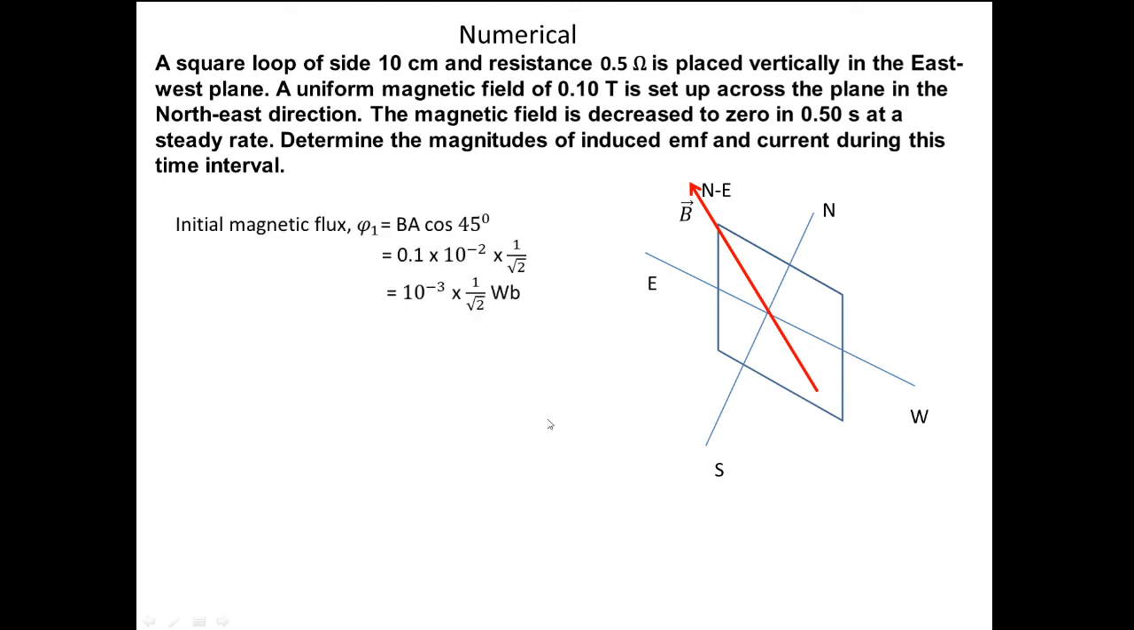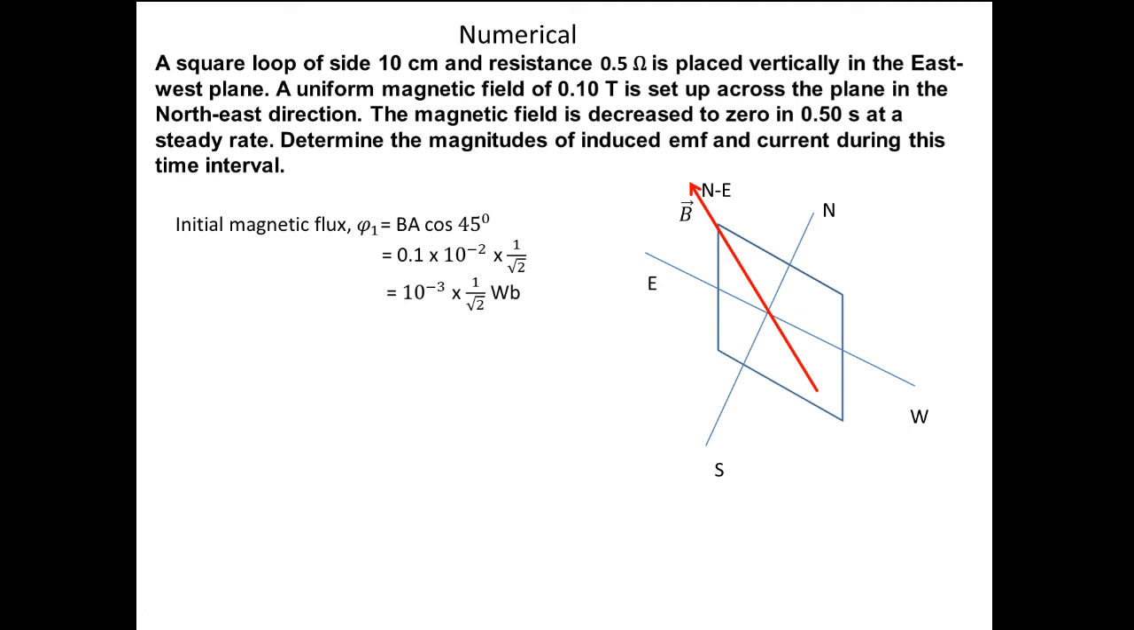Here the diagram shows a plane placed vertically in the east-west plane. First, what is the initial flux? Initial flux we know is B A cos theta, and here the magnetic field is in the northeast direction, so it forms an angle of 45 degrees. So its value will be 10 to the power minus 3 into 1 by root 2 Weber.